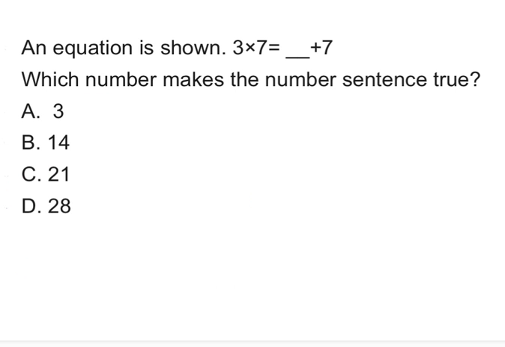Our last problem is saying that an equation is shown: 3 times 7 equals something plus 7. Which number makes the sentence true? So first of all, I need to do the beginning part of my problem. 3 times 7. So I know that 3 times 7 is 21. And now I need to know, okay, what plus 7 equals the same thing, 21? Well, 7 plus 7 is 14, and 14 plus 7 is 21. So if I put 14 in there, that makes my number sentence true.